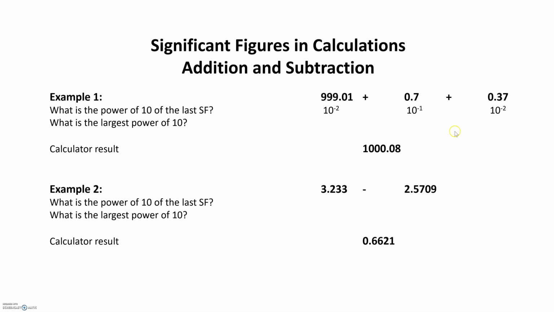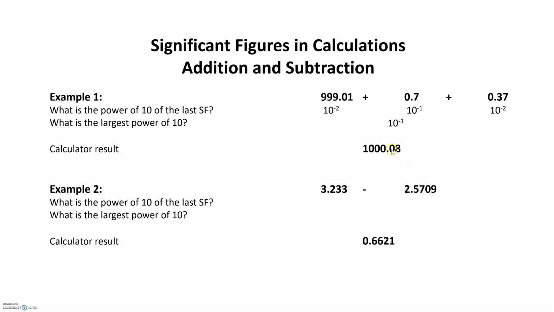So which of these is the largest power of 10? Which of these is the furthest over to the left, or the smallest number of decimal places? Okay, and that's our 10 to the minus 1. It's the one we know least well. It has the least number of decimal places, or the uncertainty is the furthest over to the left. So our answer has to stop at the 10 to the minus 1 position.